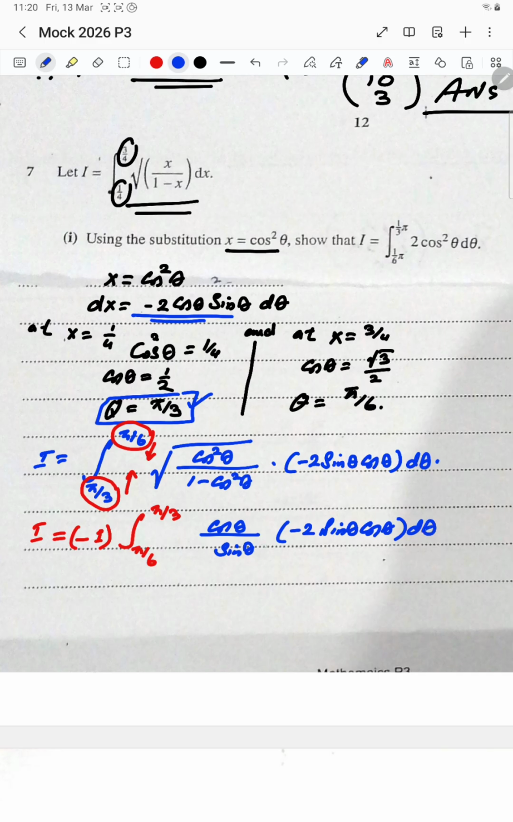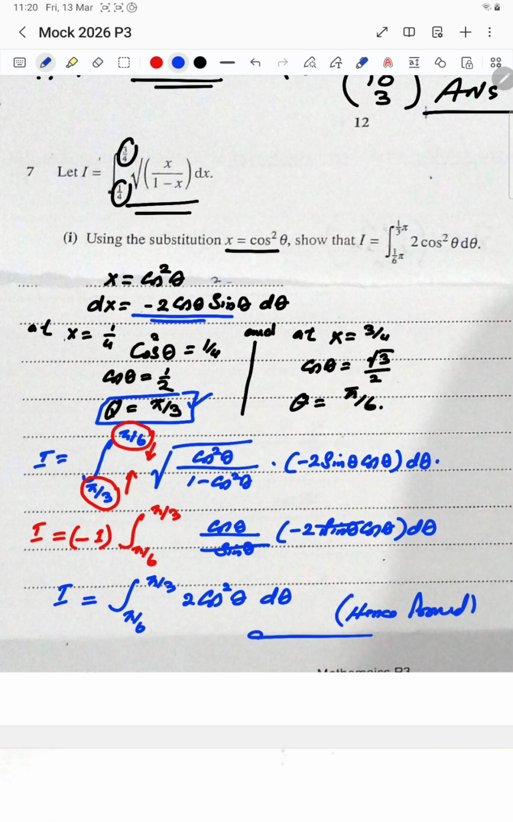Here now you can see this sine theta cancels with the sine theta. Here minus minus becomes plus. Here pi by 6 till pi by 3, 2 cos square of theta d theta. This is what I had to prove, and hence proved. I hope it's clear. So keep that in your mind: whenever you swap the limits of the integral, do change the sign of the integral. Minus becomes plus and plus becomes minus.